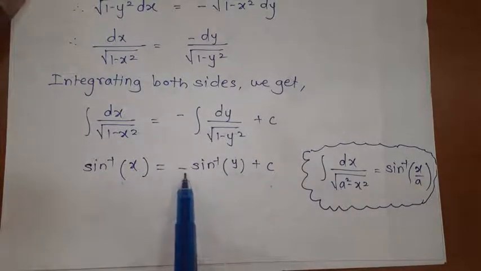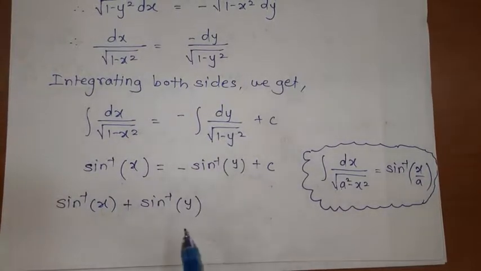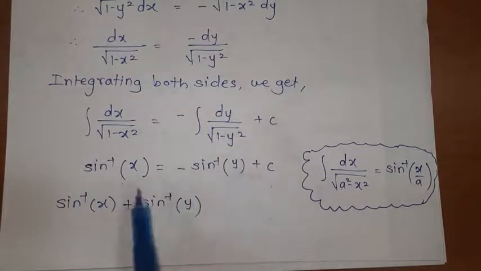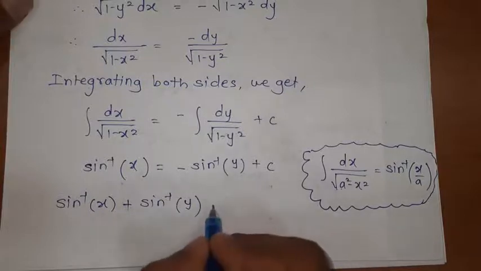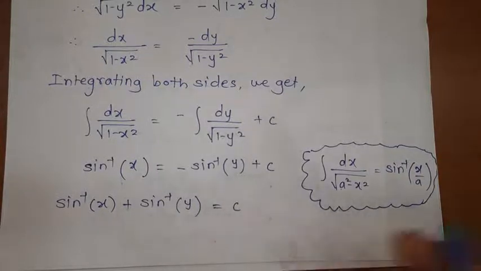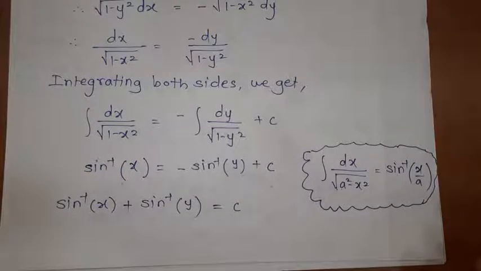So you can do this one thing. Here is a minus sign now. If you shift it there, it will have a plus sign. So we got a plus sign. After shifting this minus sign on that side, it is equal to c, as only on this side we have a c. So this is the required solution of the given differential equation. Okay, so let us solve one more problem.